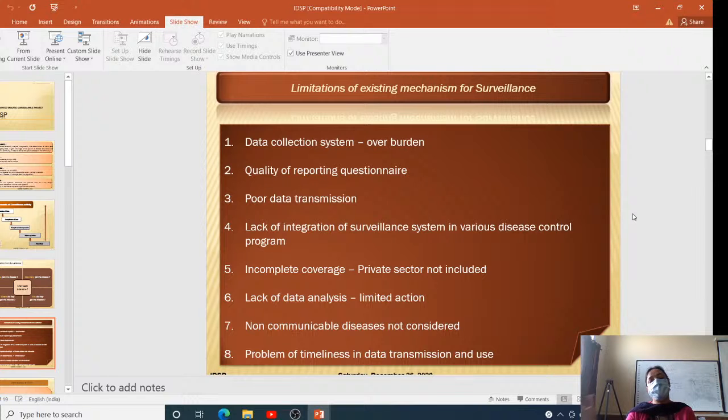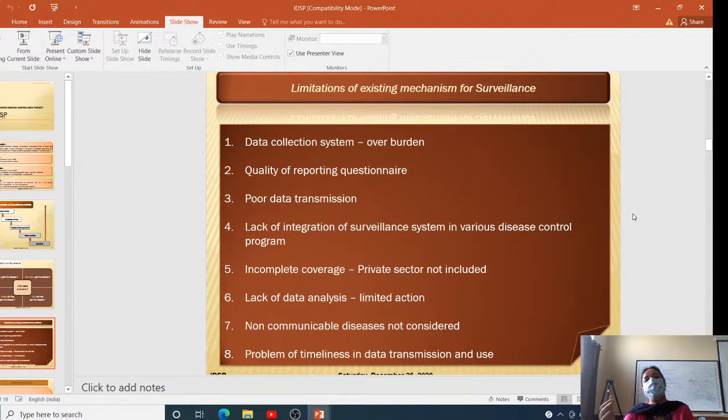And now with the launch of NHM, NRHM, ASHA has also come in to contribute to some of this data collection. So it was an overburden to collect data for each and every disease separately. Then second was the quality of reporting questionnaire, where the questionnaire was not strong enough, or it did not provide information on all aspects of the disease which surveillance is expected to provide.